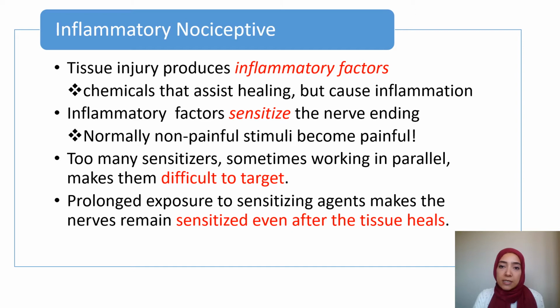Inflammatory nociceptive pain is a type of chronic pain that comes from the prolonged exposure of nerves to inflammatory factors. Inflammatory factors are chemicals that help the tissues heal, so when we get injured, inflammatory factors are produced at the site of injury and cause inflammation. And as you have probably experienced before, the site of inflammation becomes overly sensitive, so that even non-painful stimuli become painful. That's normal and okay for a short while, but it becomes a problem if the nerves are exposed to these sensitizing agents for a long period of time. This can cause them to remain overly sensitive even after the tissue heals. The fact that there are many different types of sensitizers all working together makes them difficult to target as a way to prevent that from happening.